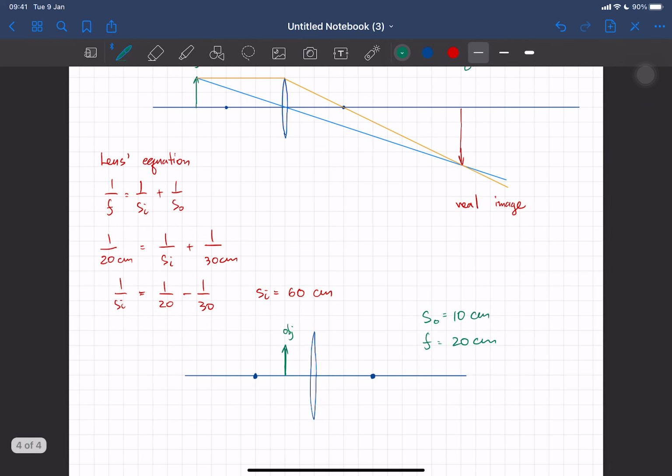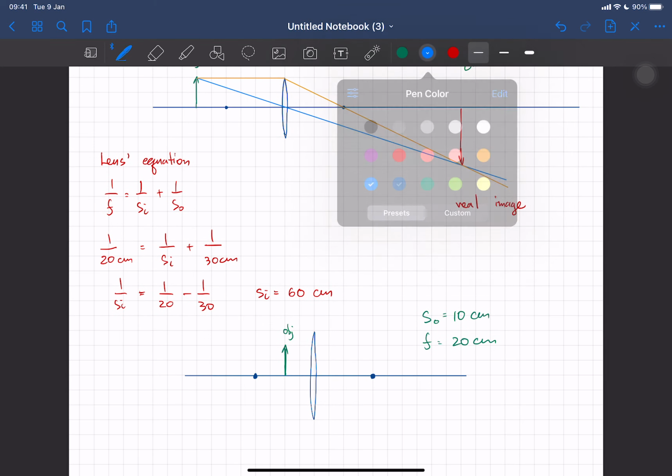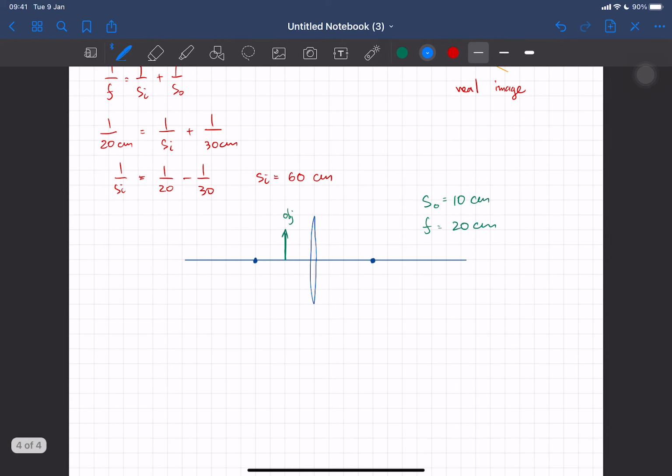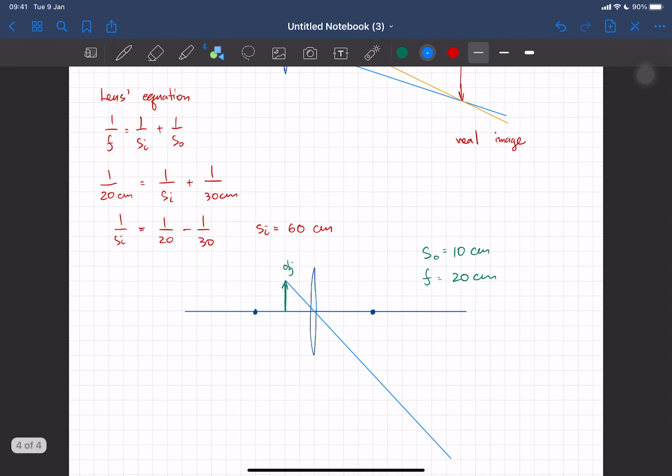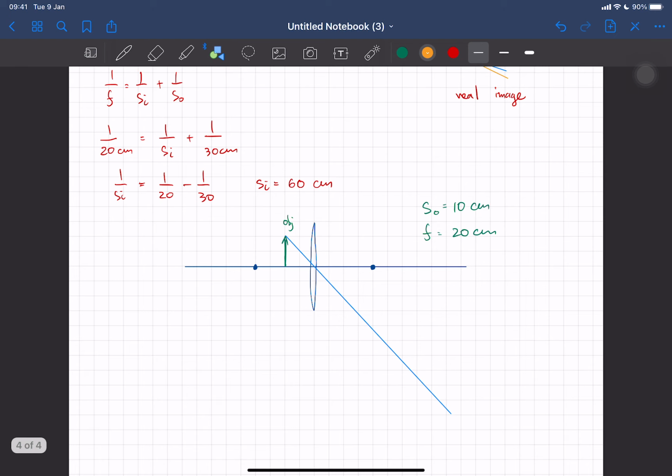We're going to draw two lines again. The first line is the line going through the center. So that's going to be this line, going through the center of the lens. And then the second line is the line that goes parallel, and then gets converged to the focal point of the lens, which is that dot that we have here.